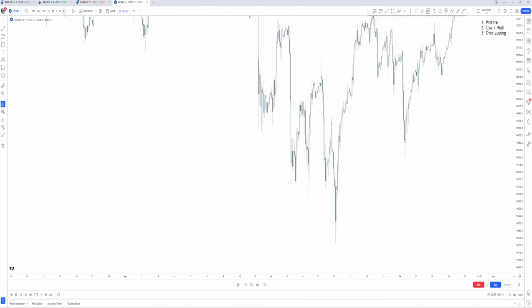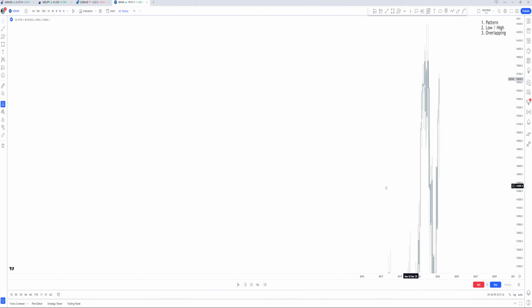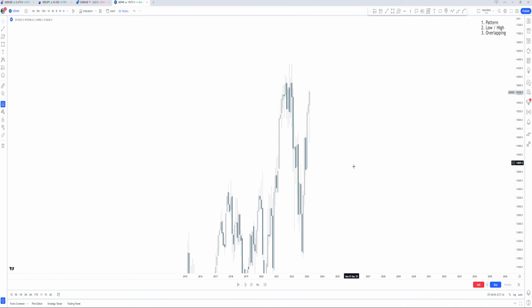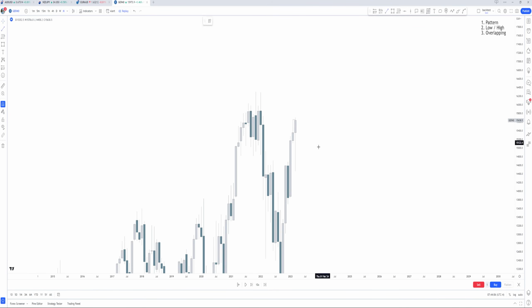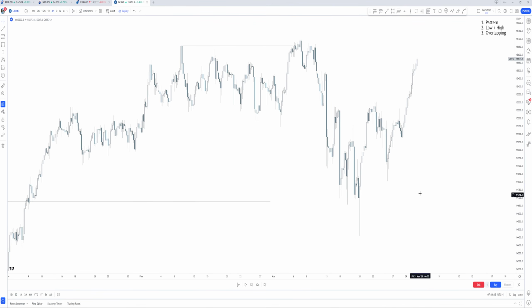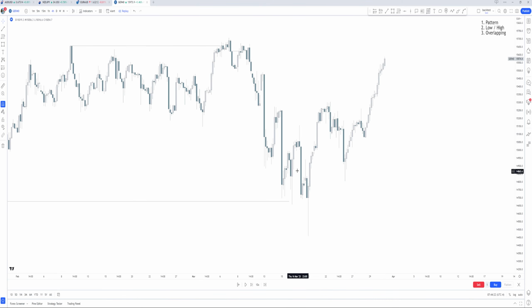Right here, we can take a look at the monthly actually. And if we take a look at the monthly right here, we can see we are coming off of this monthly order block. If we then drop down into the 4 hour, so that's already our context, that monthly order block. That's interesting to see. See how price is all fractal? It's all fractal. So first we have some kind of move right here, but let's just ignore this bit right here and let's move on to this.